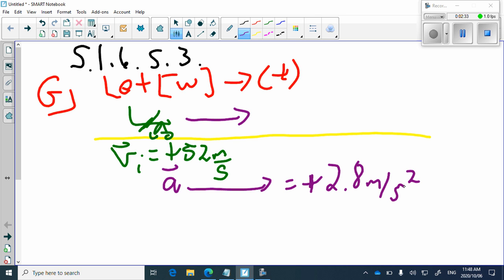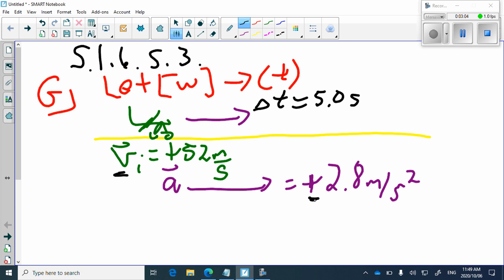What is the plane's velocity after 5 seconds of traveling? Aha, more given information. It's going to travel for 5 seconds. You notice I don't worry about putting a positive or negative in front of it. It's a scalar. Velocity initial is a vector, I need a direction, positive. Acceleration is a vector, I need a direction, positive.